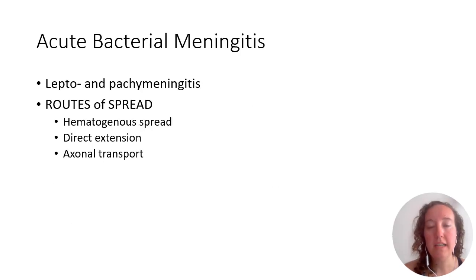So the most widely recognized or known type of meningitis is that of an acute bacterial meningitis. And this can cause both a lepto and a pachymeningitis. And the routes of infection or routes of spread can include hematogenous spread, so from a bacteremia. You can have direct extension, so perhaps from a sinus infection or an ear infection, as well as axonal transport, which just refers to any bacteria or any organism that is able to move along the axon itself.